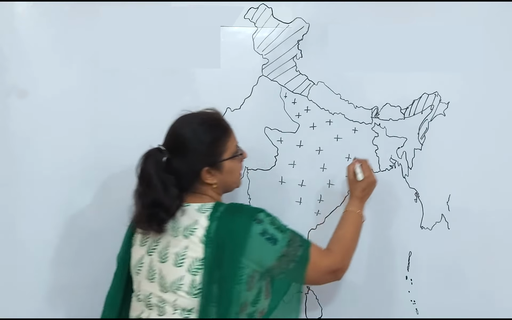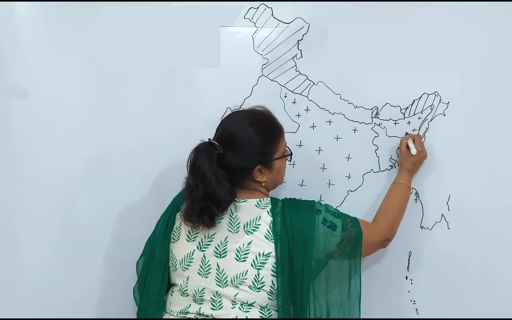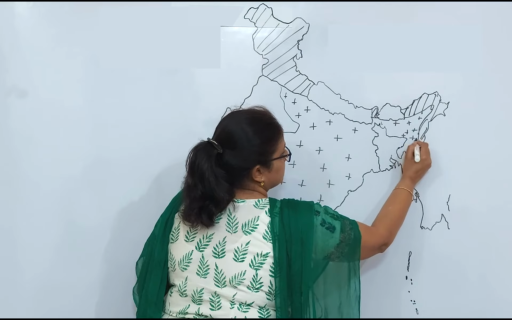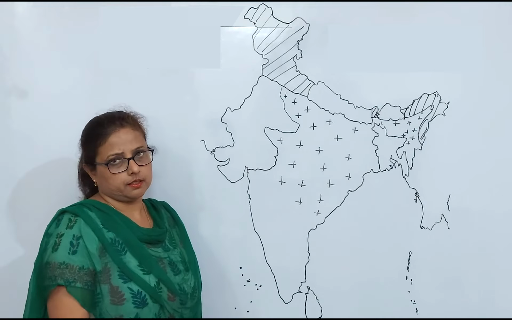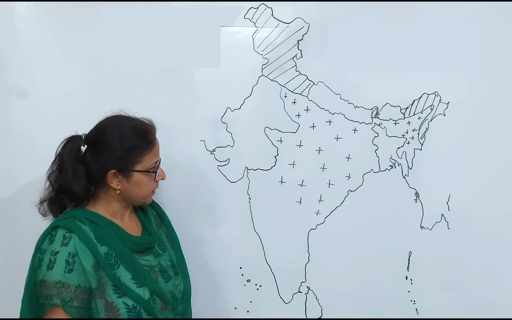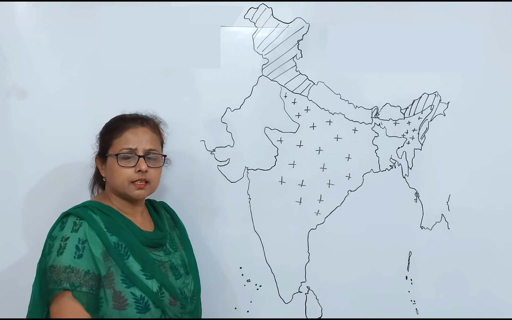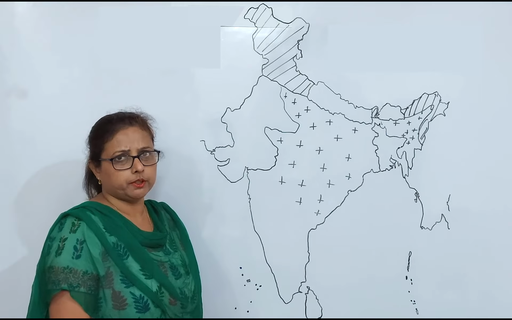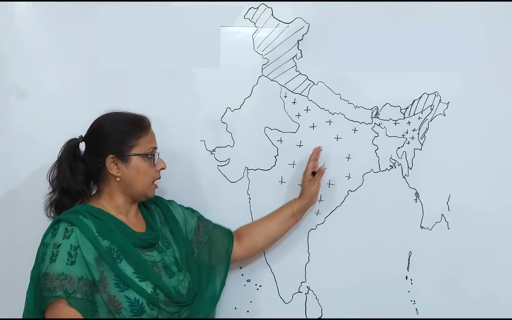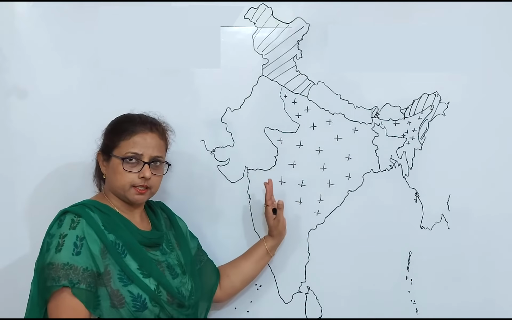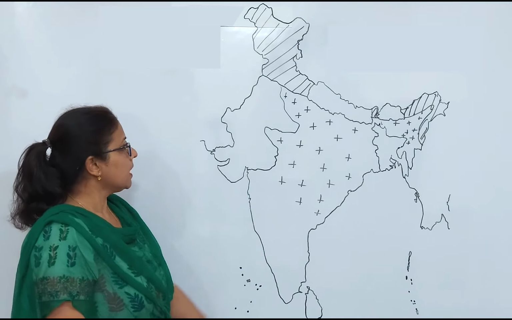Fine. Some parts of Assam, Mizoram, these areas also have a deciduous type of vegetation. Trees over here include sal, teak, mango, jamun, amla. All these different varieties of trees are found in the deciduous or tropical deciduous type of vegetation.